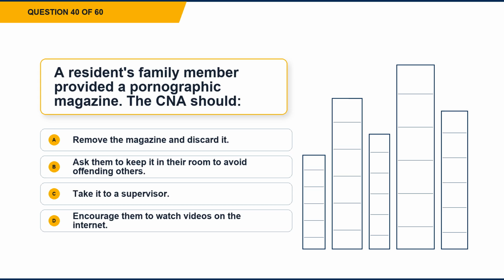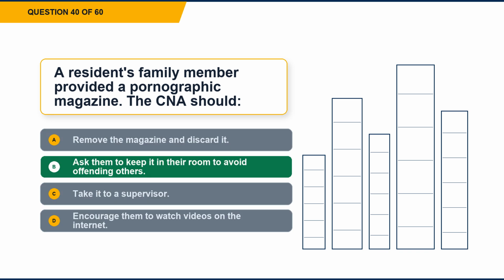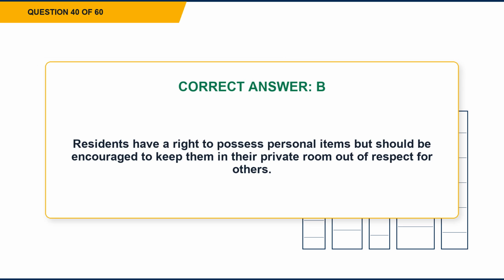Question 40. A resident's family member provided a pornographic magazine. The CNA should: Option A, remove the magazine and discard it. Option B, ask them to keep it in their room to avoid offending others. Option C, take it to a supervisor. Option D, encourage them to watch videos on the internet. The correct answer is option B, ask them to keep it in their room to avoid offending others. Explanation. Residents have a right to possess personal items but should be encouraged to keep them in their private room out of respect for others.